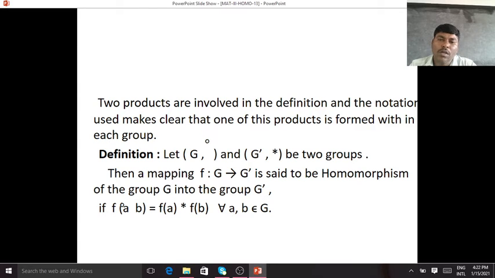Two products are involved in the definition, and the notation used makes clear that one of these products is formed within each group. Definition of homomorphism: let (G, ∘) and (G', *) be two groups. Then a mapping f from G to G' is said to be a homomorphism of the group G into G' if f(a ∘ b) = f(a) * f(b) for all a, b belongs to G.